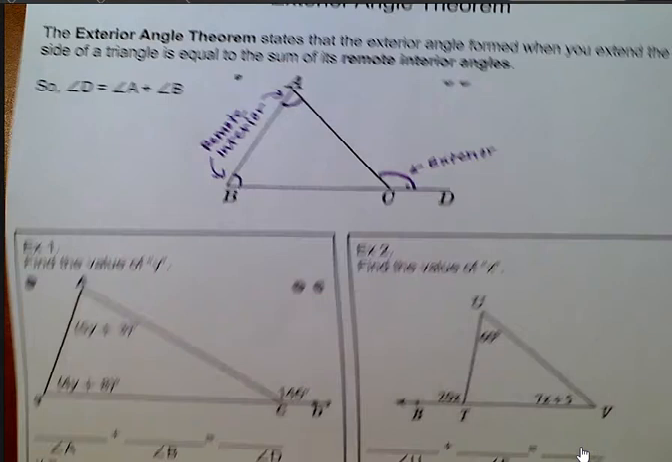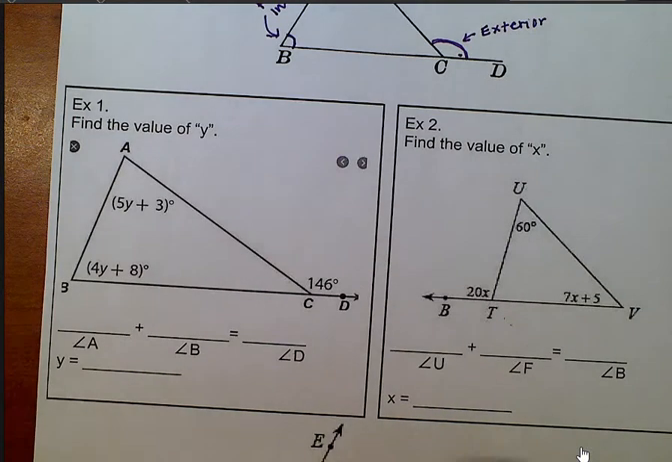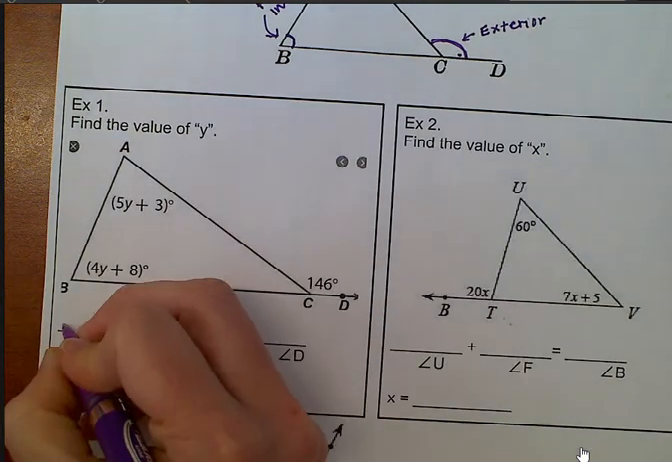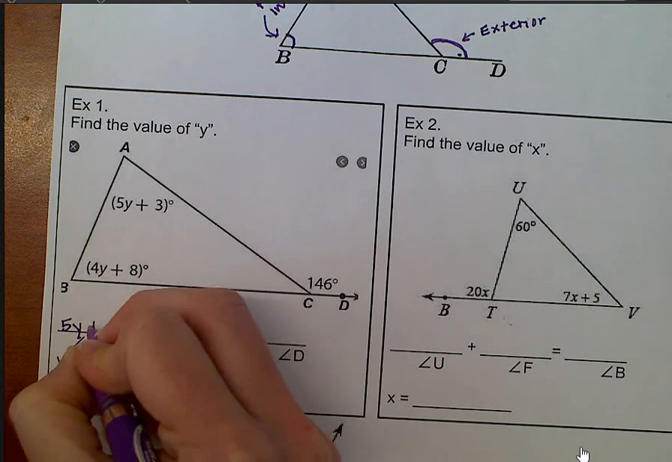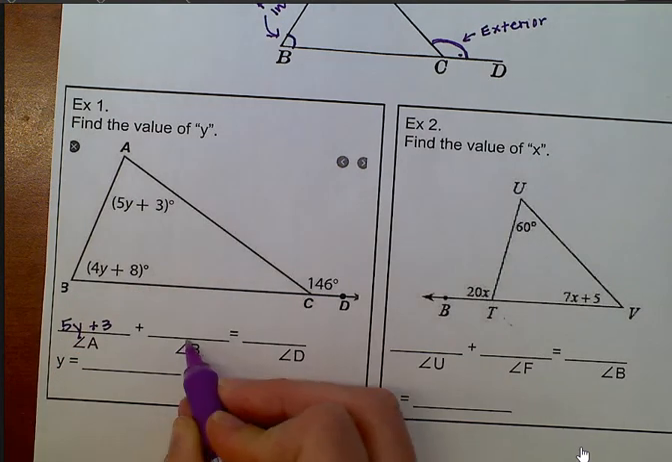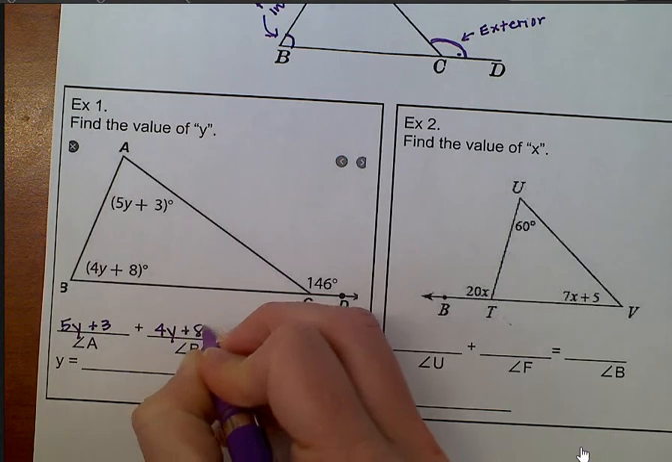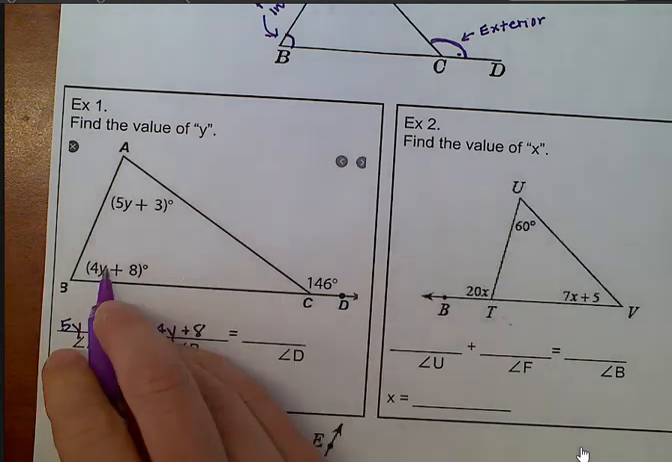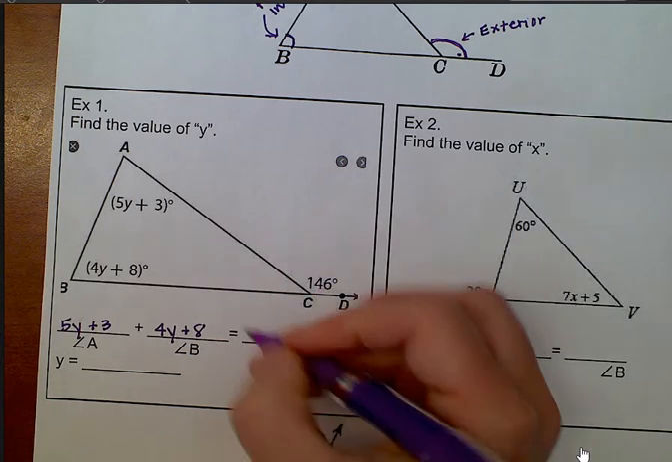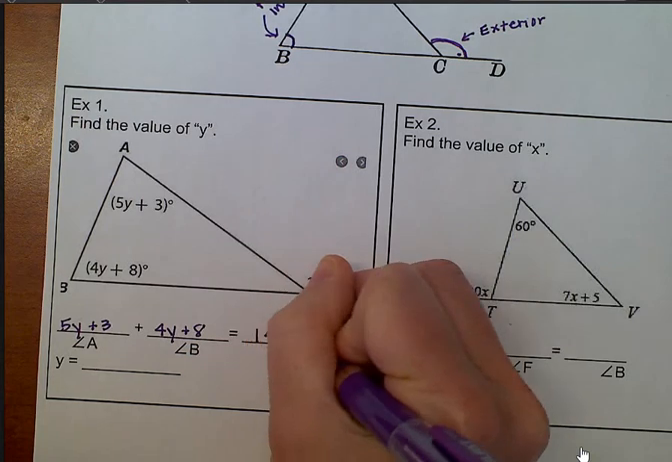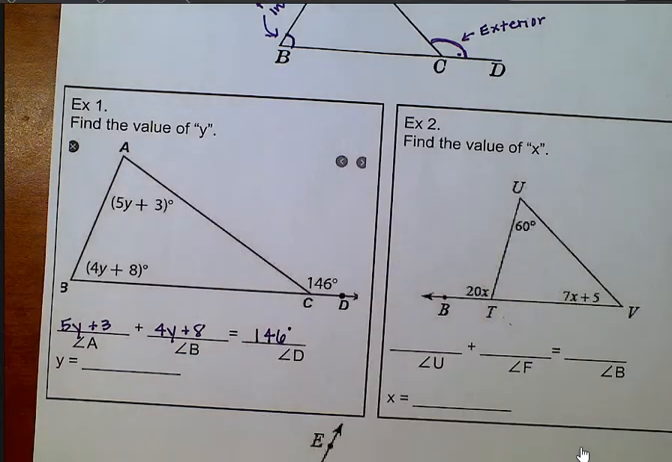So let's try that down here with example 1. So you had angle A, which was 5y plus 3, plus angle B, which is 4y plus 8, should be equal to the exterior angle of 146. I'm going to set up and solve our equation.